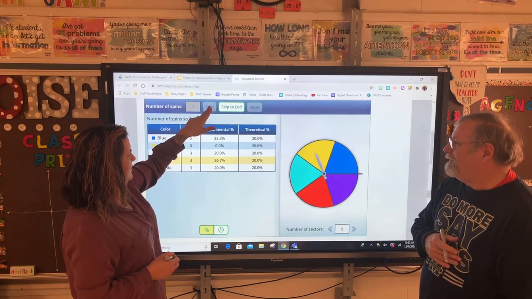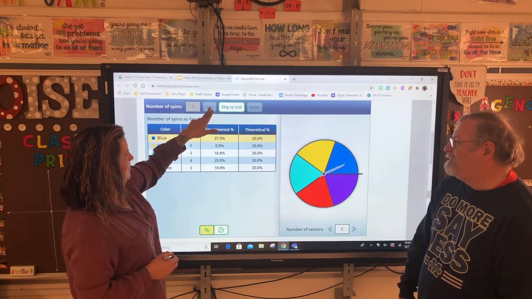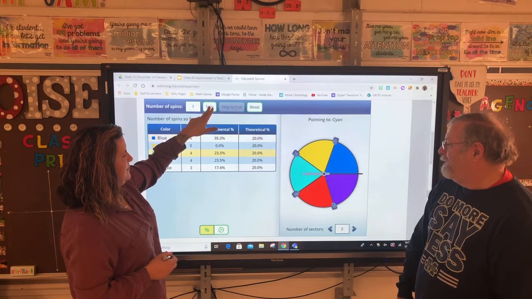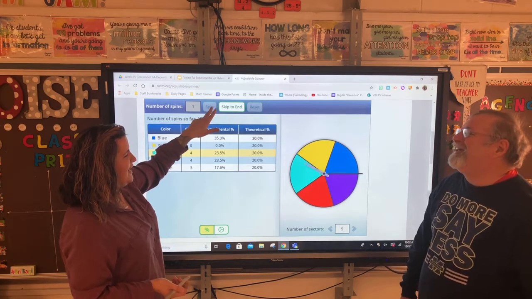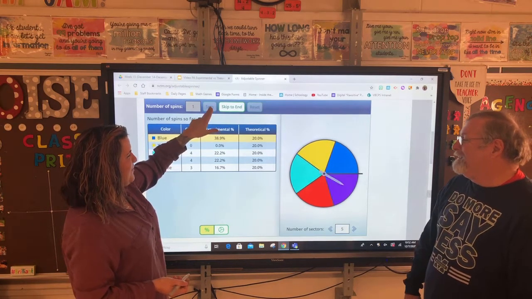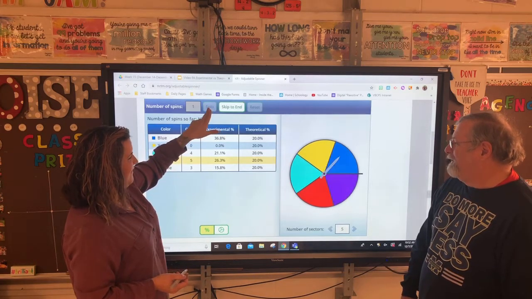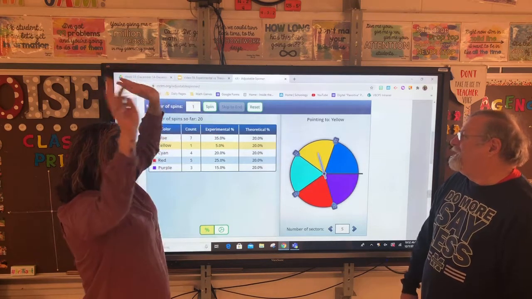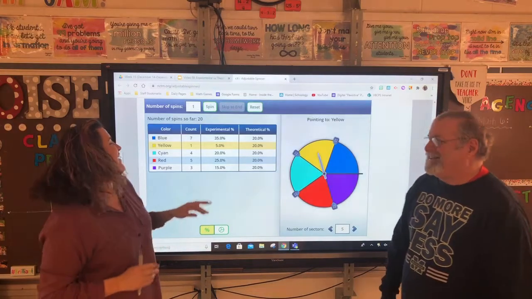Poor yellow. Red likes red. Oh man. You're going to go until it hits yellow? I really just wanted to hit it one time. Yay! Okay, so we did it.